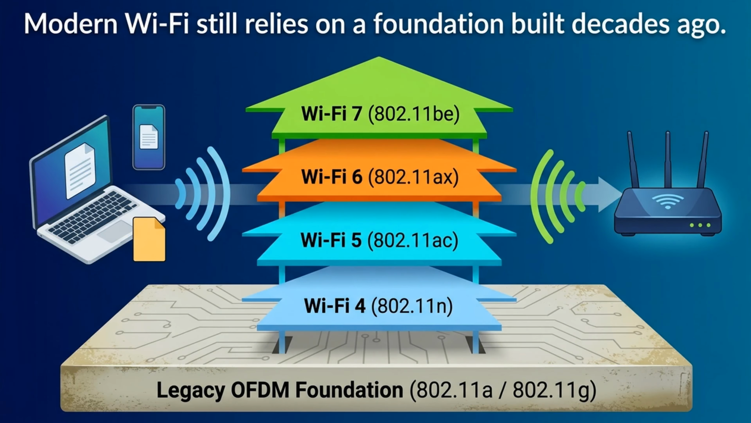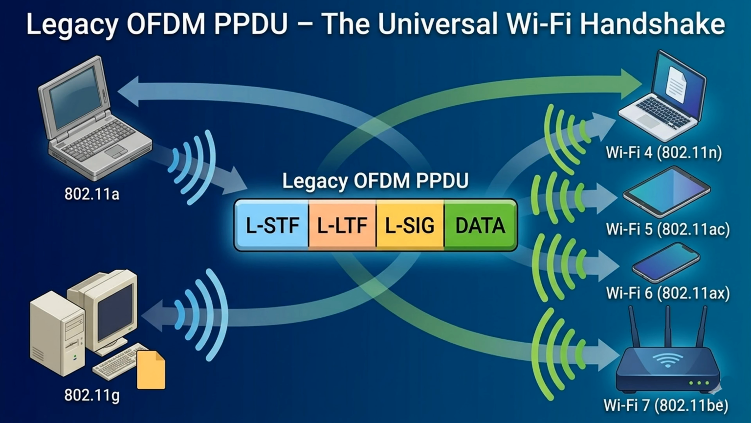Every time you send a file over Wi-Fi, whether you're using Wi-Fi 4, 5, 6, or even the latest Wi-Fi 7, you are relying on a foundation built decades ago. This foundation is the Legacy OFDM PPDU. Originally defined in 802.11a and 11g, this frame format is the universal handshake that allows modern routers to talk to old devices, and more importantly, allows different generations of Wi-Fi to coexist without crashing into each other.